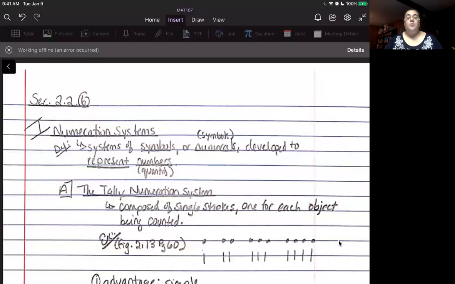Now we're going to talk about how understanding the usage of numerals or the quantities. Please excuse me. Not sure why that's happening.